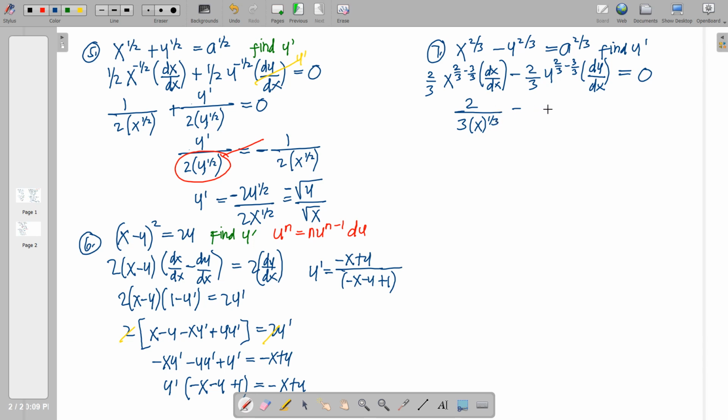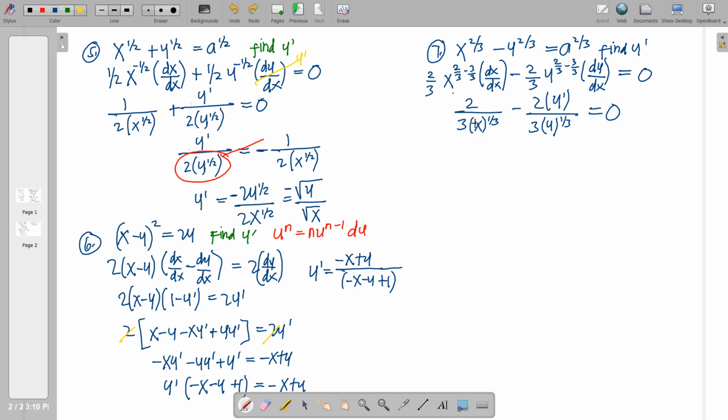So moving on, we do the same for the second term. We bring down y raised to negative 1/3, which becomes positive on the denominator. And the y prime should remain at the numerator. And that equates to 0.